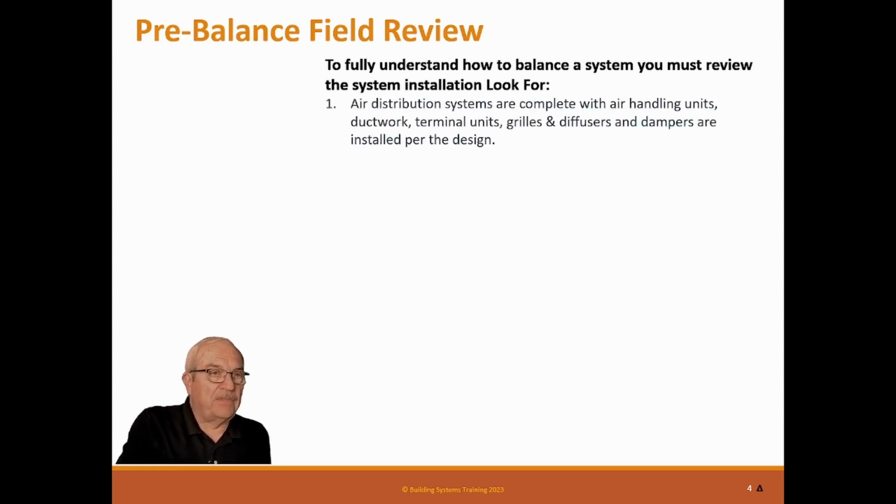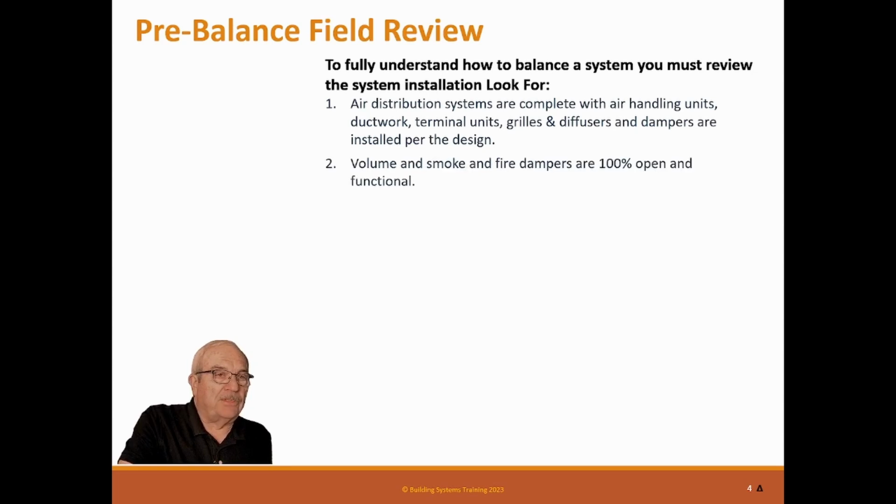Happens all the time. So check that the air distribution systems are complete, with air handling units, ductwork, terminal units, grills and diffusers, and dampers installed per the design. It's bad when you've done a whole layout and you get to the site and realize there's a different number of grills and registers in the building than what was on the drawings, which means probably there was an addenda and they forgot to send it to you, which happens all the time. Now your layout drawings are wrong and they have to be redone on new drawings. That's really irritating, but it happens all the time.